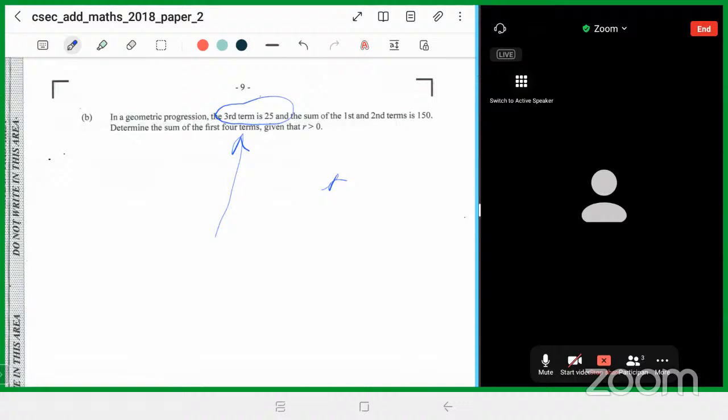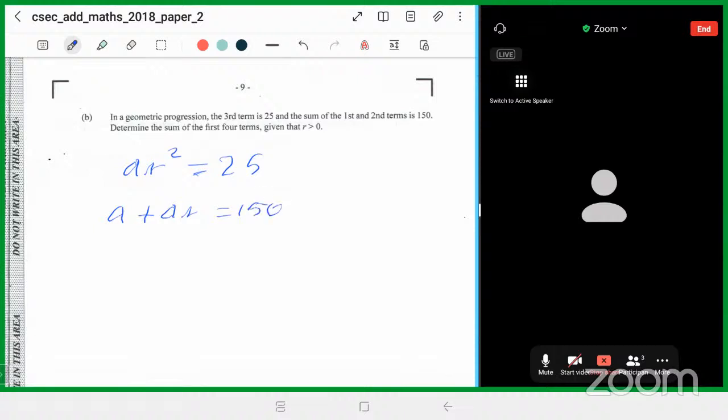All right, let me do it now. So, the question said that the third term is 25. So that means that AR squared is 25. Simple as that. It said the sum of the first and the second term. Since it's just two terms, I don't need a formula. That's A and AR, and they say it equals 150.